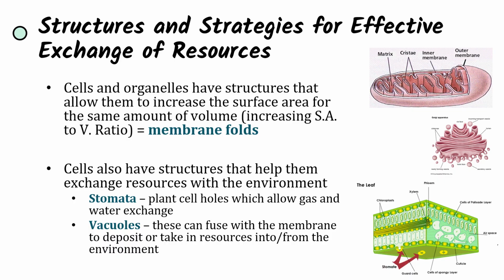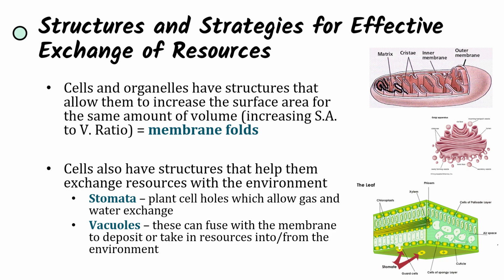Now, there are some structures and strategies that cells have for an effective exchange of resources. So cells and organelles have structures that allow them to increase the surface area for the same amount of volume, basically increasing your surface area to volume ratio. And these are known as membrane folds. So if we look at some of the different cell organelles, this is only just a few, but there are more. If we look at the mitochondria, it's got cristae, which are these folds in the inner membrane.